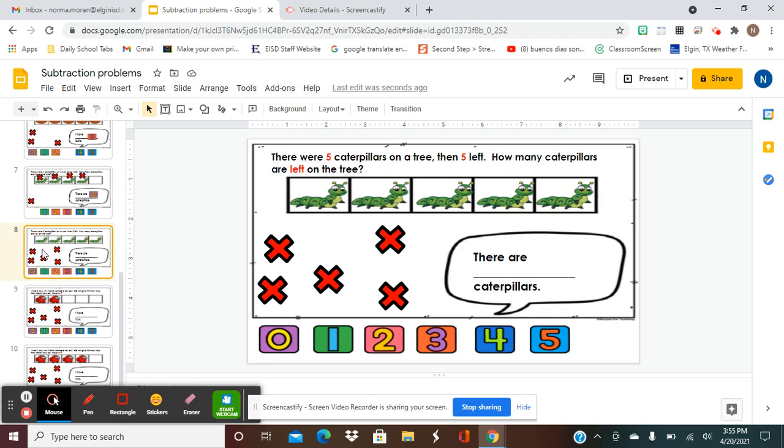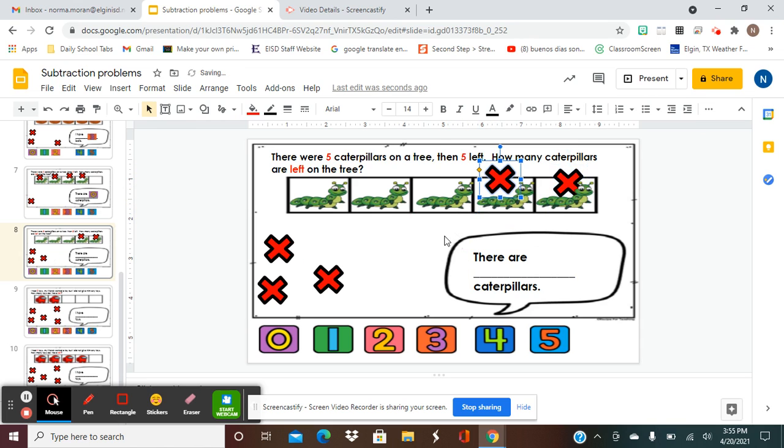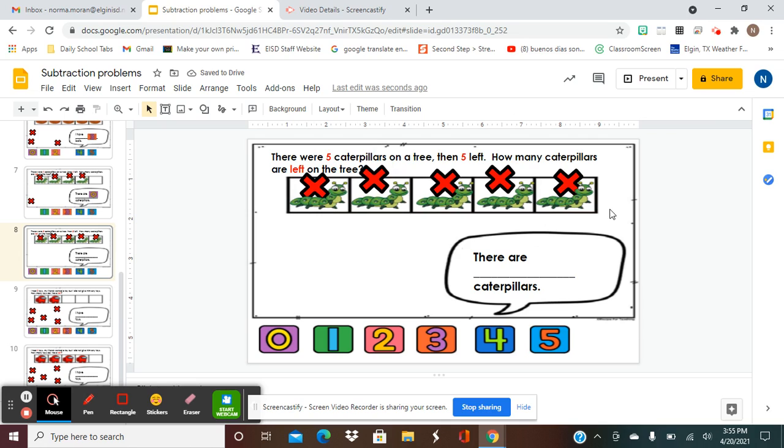Okay, so now let's go to our next word problem. This one says, there were 5 caterpillars on a tree, then 5 left. How many caterpillars are left on the tree? So remember, for subtraction, I already put down the pictures or the caterpillars that we started with. And it says here we started with 5. That's why it's red. So 1, 2, 3, 4, and 5. Then 5 left. So we're going to have to X out 5 of them. So you ready? So that's 1, 2, 3, 4, and 5. So how many caterpillars do I have left? 0 again, right? All of them left. I have nothing. So that number is going to be 0. There are 0 caterpillars left.